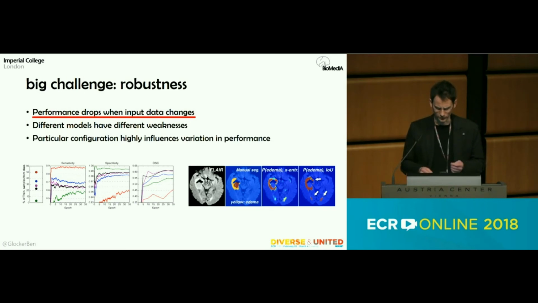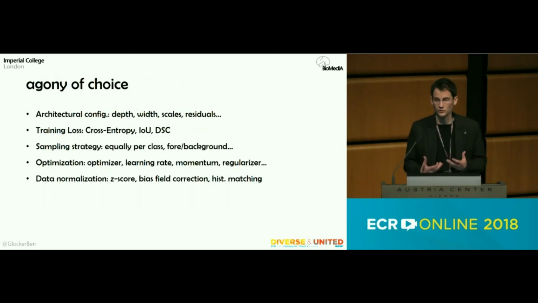But also, different models have different weaknesses. And currently, as a computer scientist, I'm faced with this agony of choice. If you give me your data, nicely curated, of course, and well manually annotated, I still have the problem of designing the system and making choices that have nothing to do with the actual clinical applications.